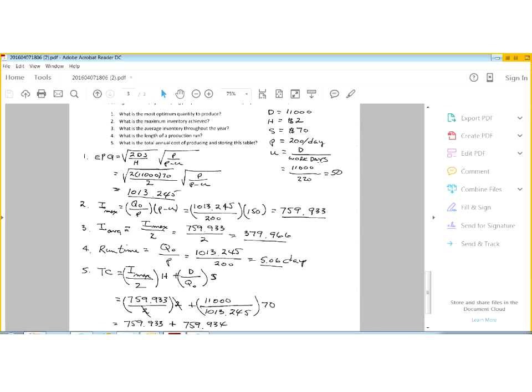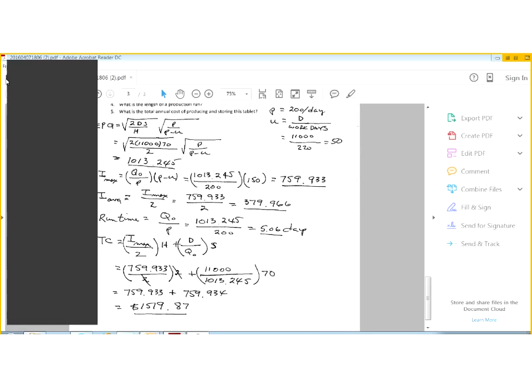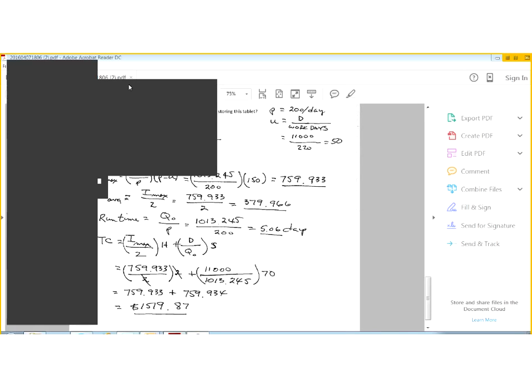And then what is the setup cost that we incur every time we do a production run, which is 70. So these two numbers should be exactly the same or very, very close to each other. We can see from these calculations that we're off by only 1 penny between the total annual holding cost and the total annual setup cost. And so the answer to this question would be 1519. So I'm going to go back and end the sharing here.